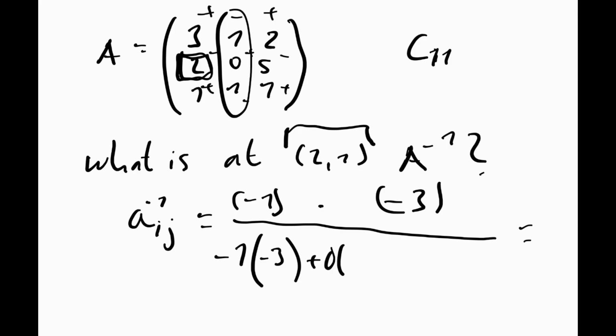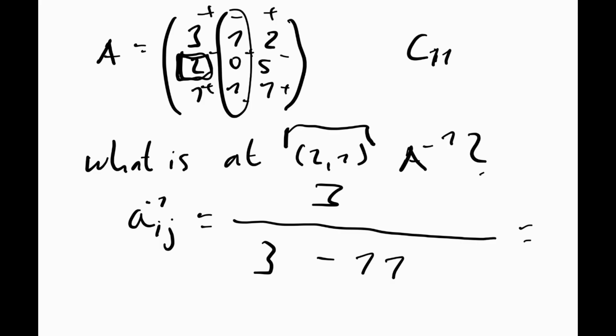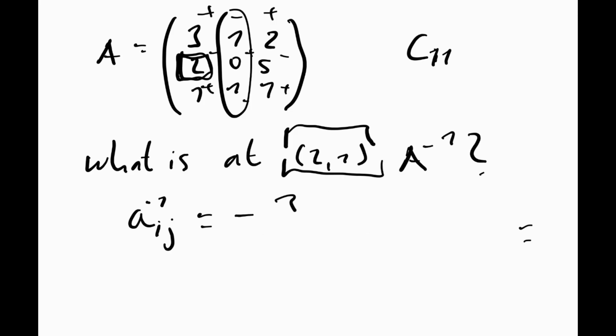Then plus 0 times some parentheses, but it doesn't matter because it's 0. And then -1 times the determinant of the remaining rows and columns, so 5 minus 4, which is 1. So we have 3, and this is -11. So this is 3 minus 11, which is -8. So the entry in the second row and first column of the inverse of A is equal to -3 over -8, or 3 over 8.